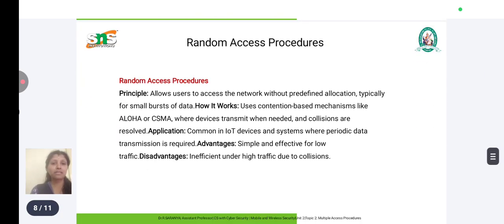Now let us see the random access procedure. The principle of random access procedures is to allow users to access the network without predefined allocations. It works on user contention, based on mechanisms like CSMA, where a device transmits when needed, and the collisions are resolved with the help of the random access procedure. It is common in Internet of Things devices where periodic data transmission is required. The advantage of using the random access procedure is that it is simple as well as effective for low traffic. The disadvantage is that it is inefficient under high traffic due to collisions.